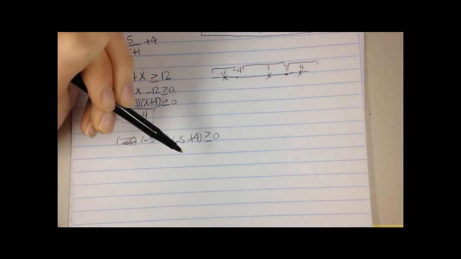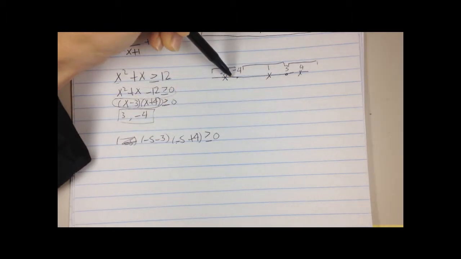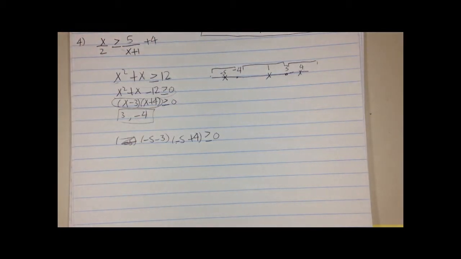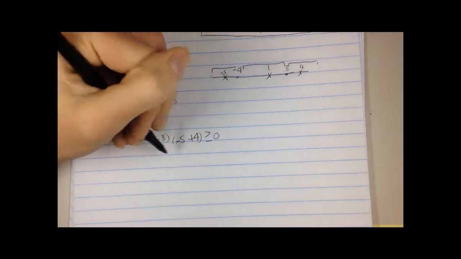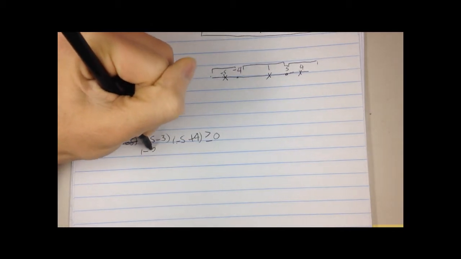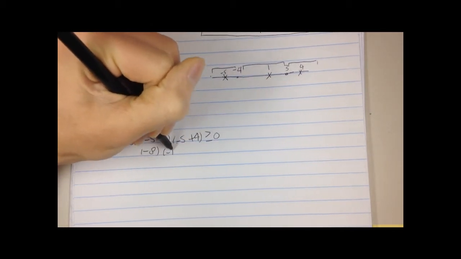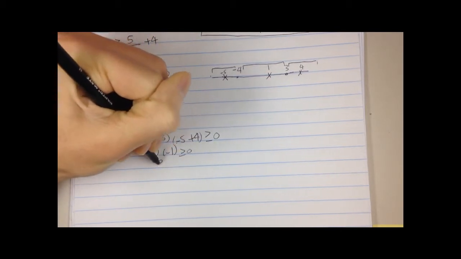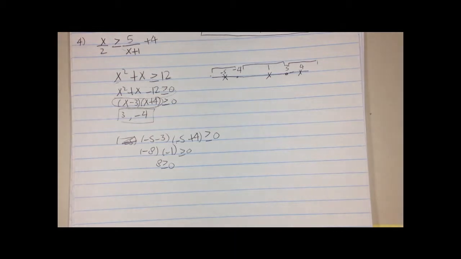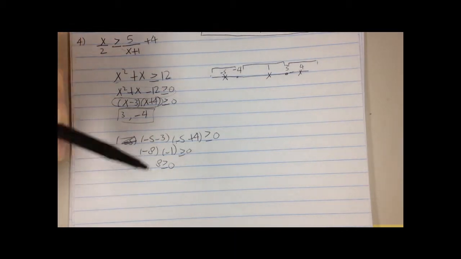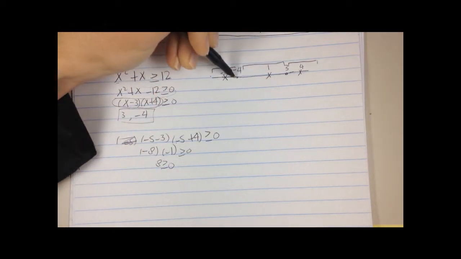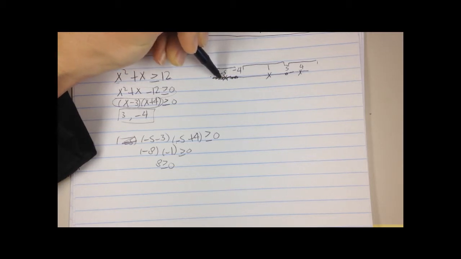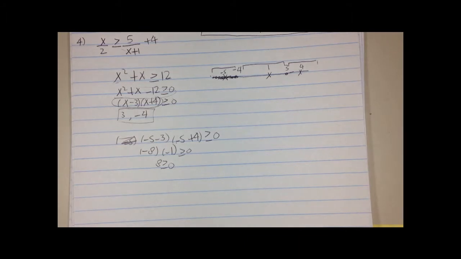So if this is true, then every single point in this range is going to be in our solution. So let's test this. So here we have negative 8 and negative 1. It's greater than or equal to 0, and that's just going to be 8. It's greater than or equal to 0. And so you'll notice that is true. So every single point in this range right here is going to be in our solution.